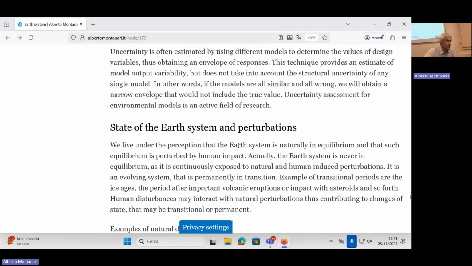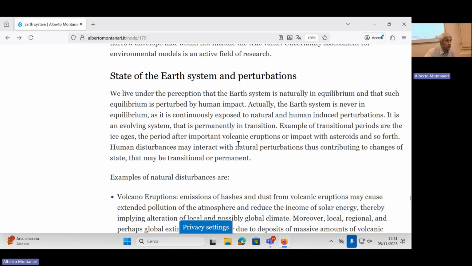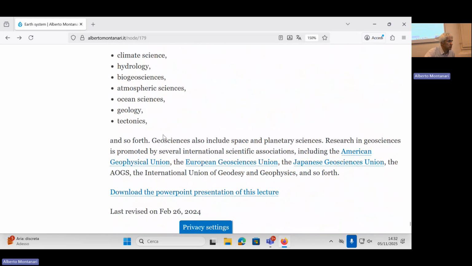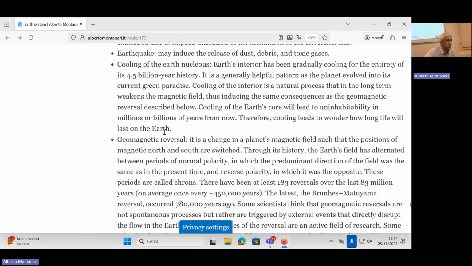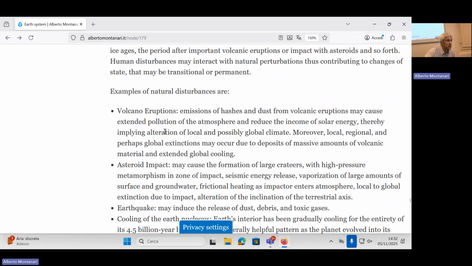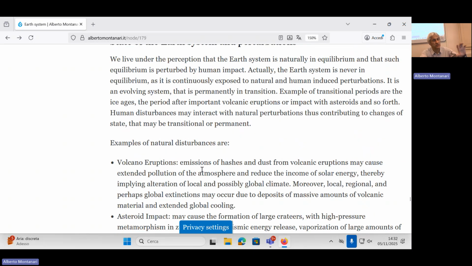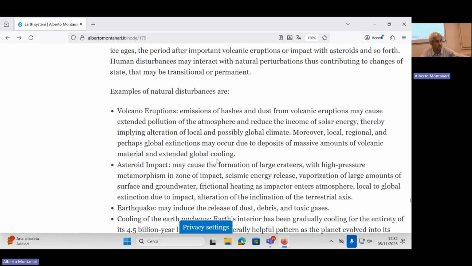So let's forget about it. And now let's get into more details in the specific form of the Earth system models, and in particular, the climate models. Here there is a discussion of natural disturbances, but this discussion is very educational. There is nothing particularly scientific, and read it, don't skip it.